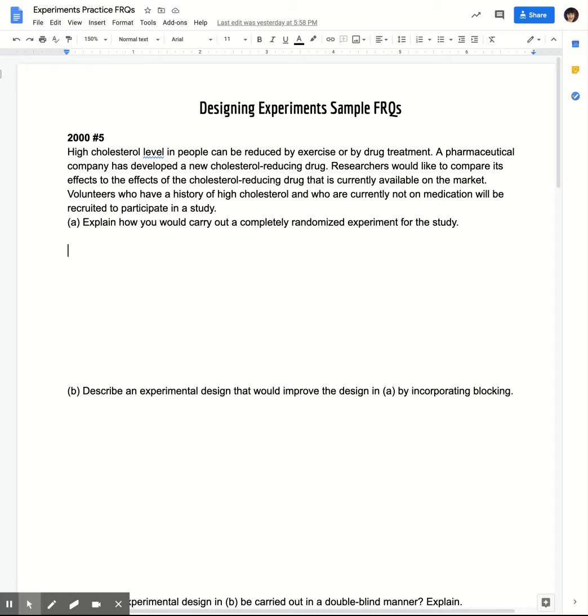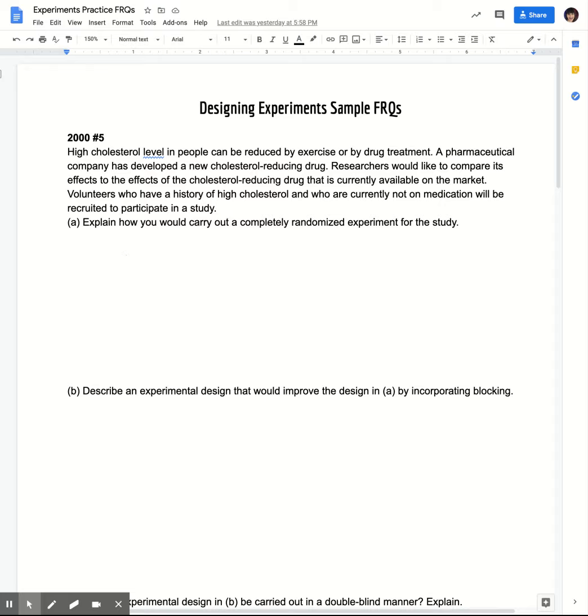All right, so let's read this and actually look at what's going on in this particular problem. So here we're talking about cholesterol, okay, and they're saying that it can be reduced by exercise or by drug treatment. Okay, so one of the two. We have this company that has created a new cholesterol drug, and they want to compare the effects to the old drug, or the one that's currently on the market. They're dealing with some volunteers who have a history of high cholesterol, who are not currently on medication, that are recruited to participate. Okay, so part A just says explain how you would carry out a completely randomized experiment for the study.